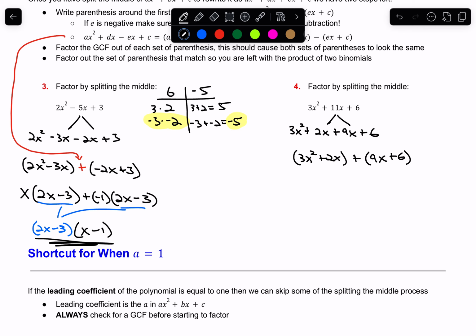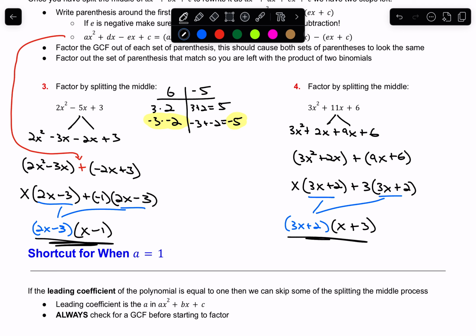All right, now I'm going to pull out the GCF. So the first set has an x in common. That leaves 3x plus 2. The second set, I'm trying to make it look the same as 3x plus 2. In order to do that, I need to pull out a 3 to the front. So dividing 9x by 3, I get 3x. And dividing 6 by 3, I get positive 2. Then I can see this 3x plus 2 is the same in both. And I'm leaving behind an x from the first set and a 3 from the second set. So 3x plus 2 times x plus 3 is the fully factored version.